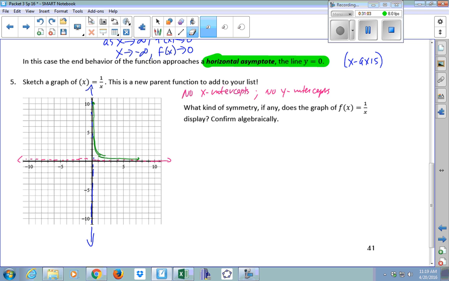Okay. And the other one goes like this. It gets closer and closer. It should be getting closer and closer to the y-axis.